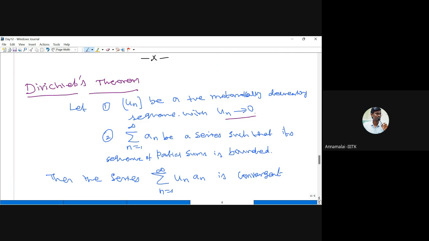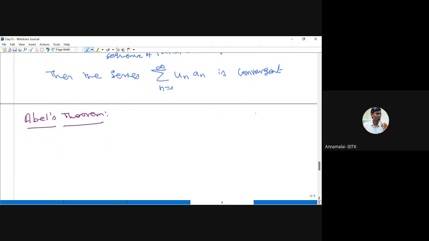So Abel proved that if you take a monotone decreasing sequence, maybe it converges to 0 or not, then still the product series converges. So the first condition is the same: let u_n be a positive monotonically decreasing sequence. Just decreasing, that's it. No need to converge to 0 or anything.